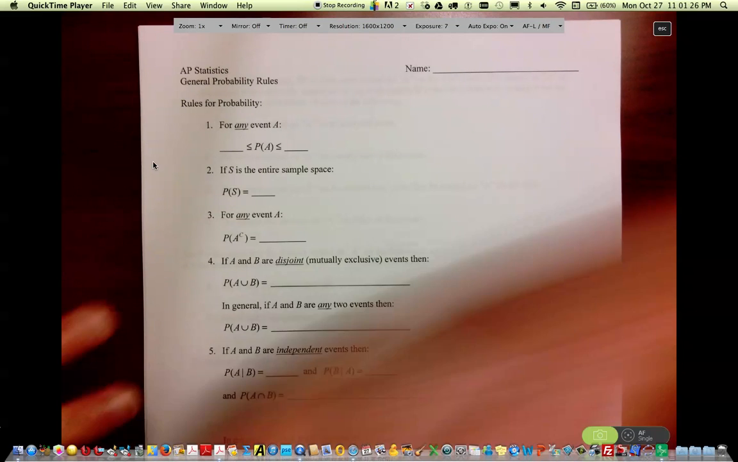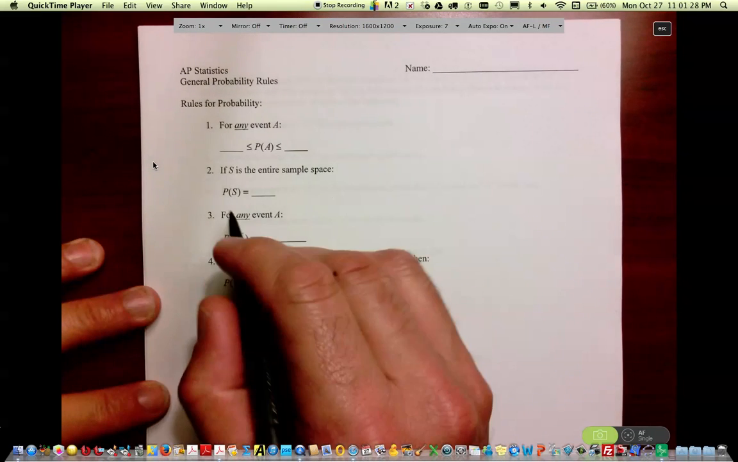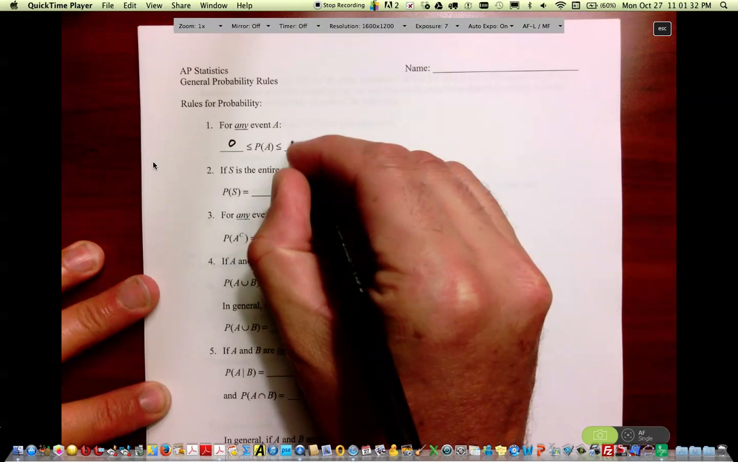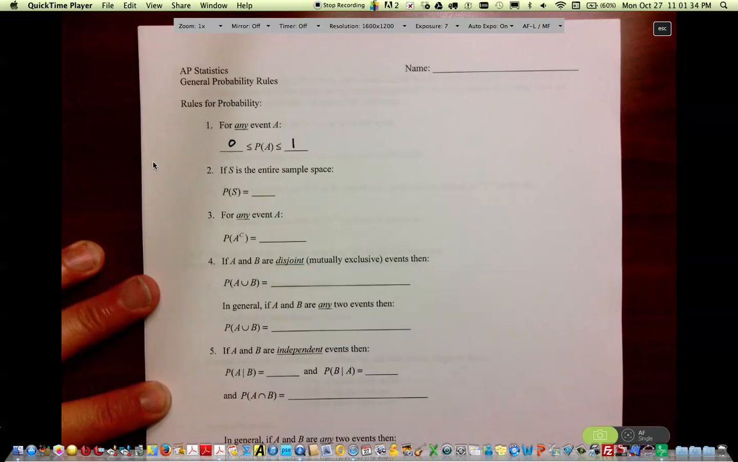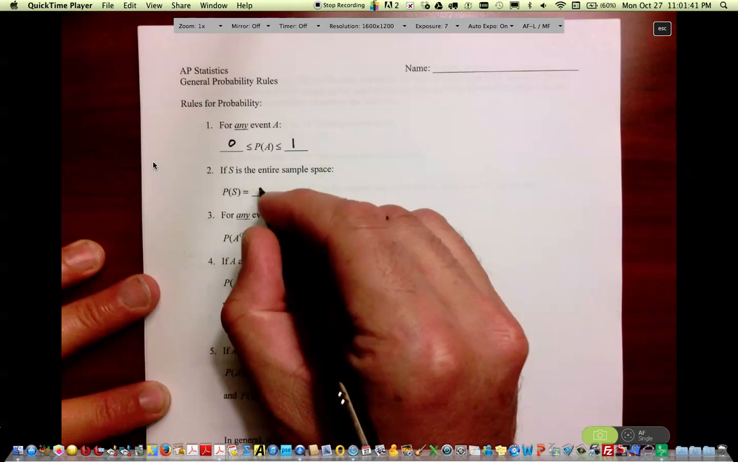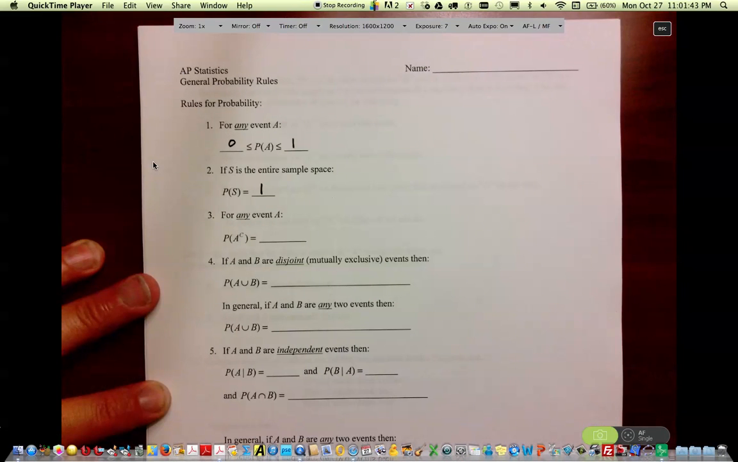So first of all, for any event, the probability that A is going to occur, we said the other day in class, was going to be somewhere between 0 and 1, or between 0 and 100%. Sample space is every possible outcome. The probability you're going to get something from the sample space is going to be 100%.